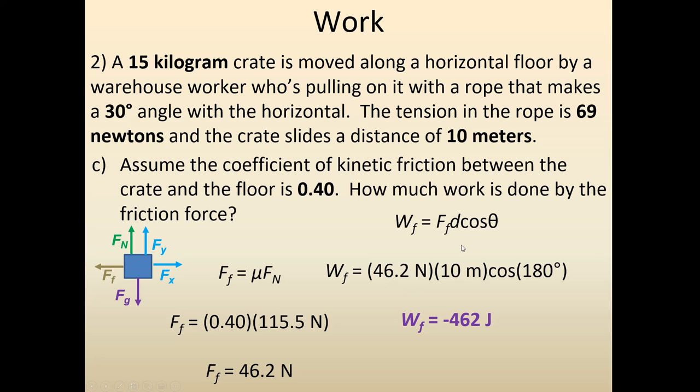If you want, you could always throw out the cosine theta part and just remember at the very end that this work has to be negative because, well, let's be real, we know friction always takes energy away from objects. So if there's friction going on, it's doing work against the object to slow it down. So that work shouldn't be positive, it should be negative.